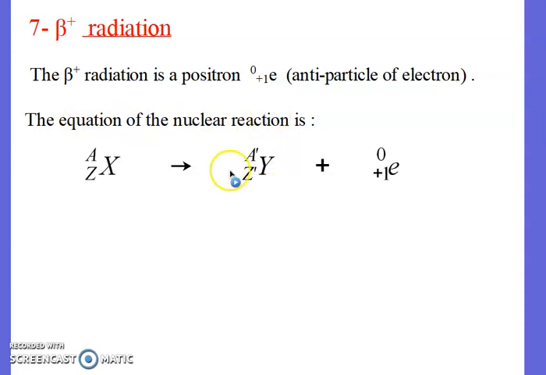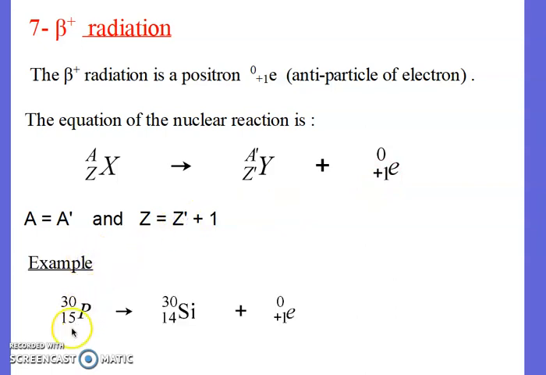The equation of this reaction is, we have the parent nucleus X transform into daughter nucleus with the release of this particle, which is the positron. A equals A prime, because here 0, and Z equals Z prime plus 1, right? Example of this, phosphorus transforms into silicon and positron. Look here, 14 plus 1, 15. So here we have 15. 30 plus 0, 30. Right?